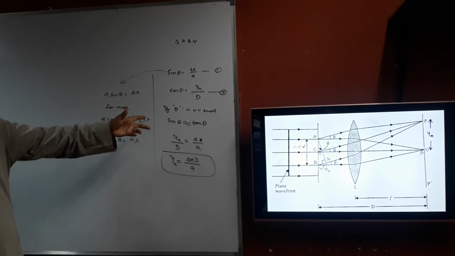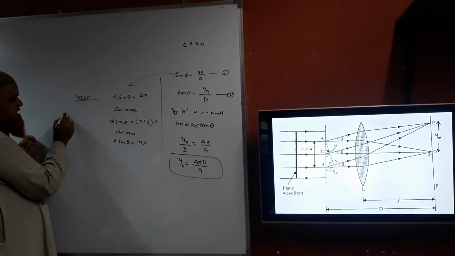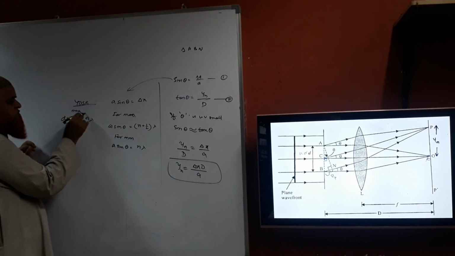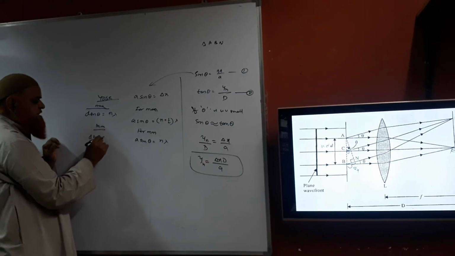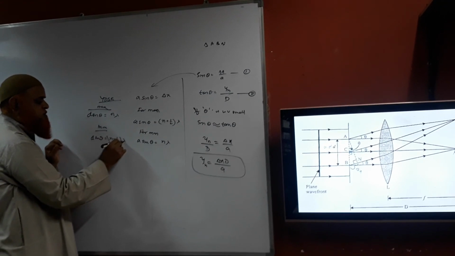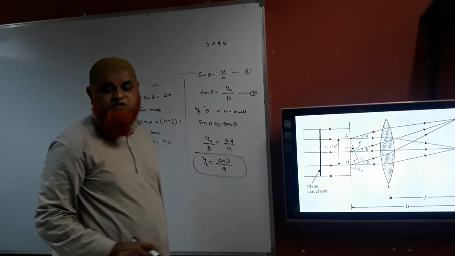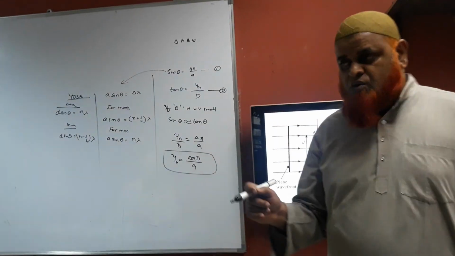It's completely different. Whereas in Young's double slit experiment, you observe that you have written d sin theta is equal to n lambda for maxima, and for minima you have written d sin theta is equal to n minus half into lambda. It is completely different. What is the reason behind that? That is very important. Why is it so?